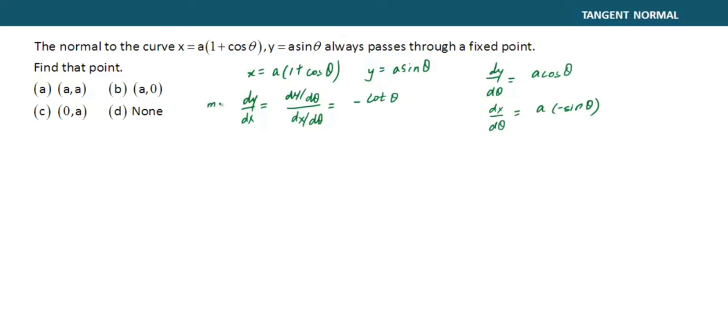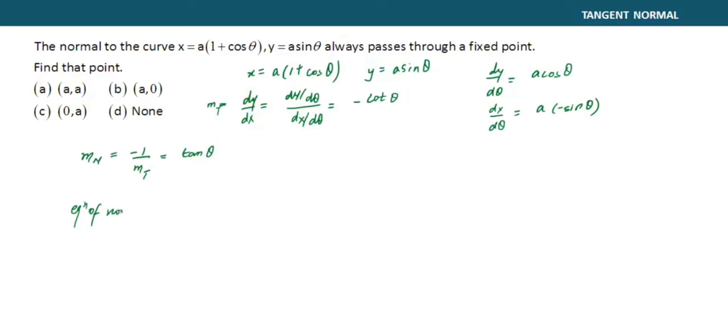So if I say this is m, what will be mn? That is the slope of the normal. So the slope of the normal will be 1 upon mt. If this is mt over here, this will become what? Yes, it will become tan theta. Got it? Clear? So we needed the equation of normal.